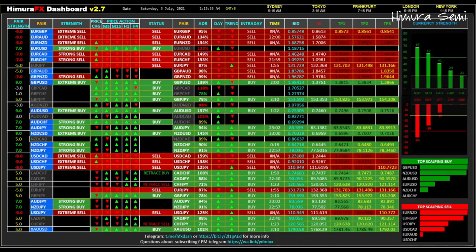Step number 3. Now we look at the strength column. As we are going to buy NZD-USD, we need to ensure the strength is in extreme buy. The strength indicates that the respective pair price is in big movement and in high volatility.